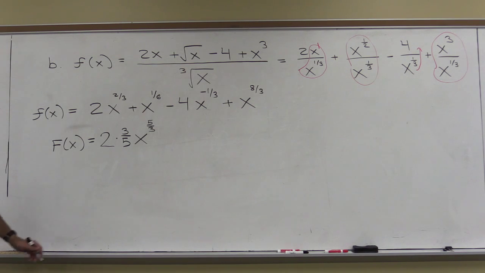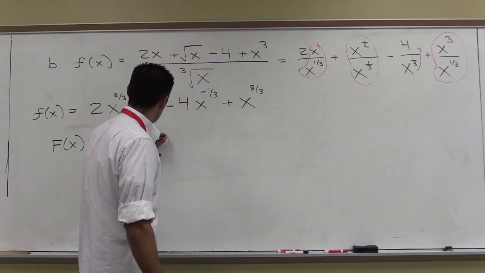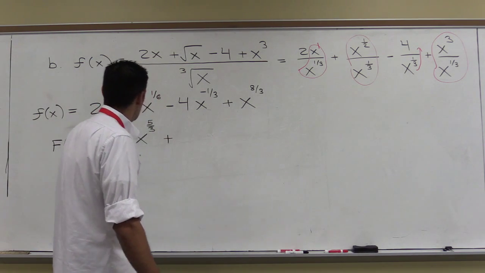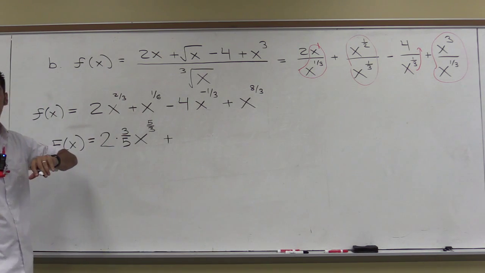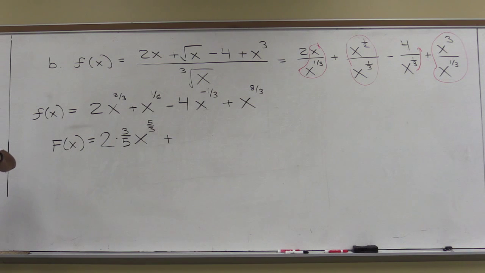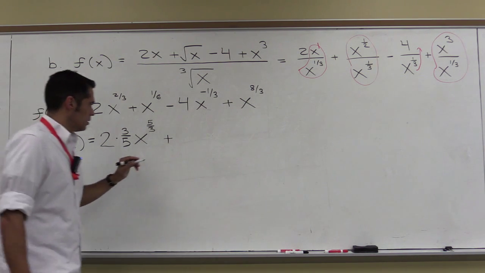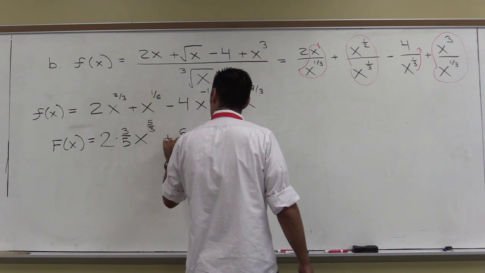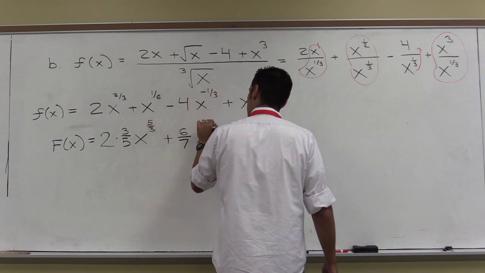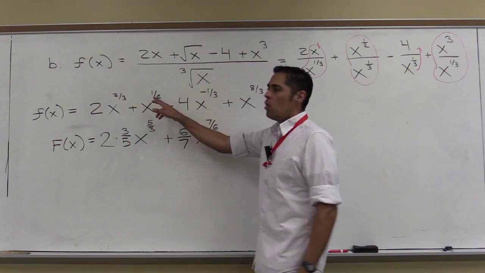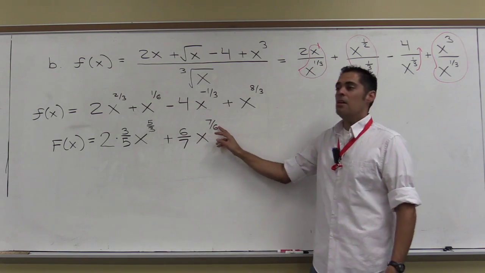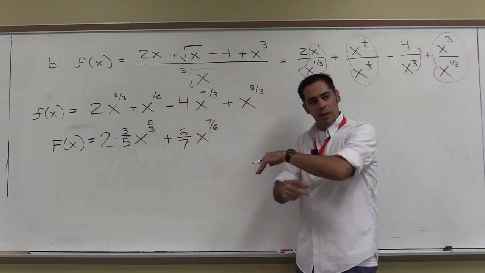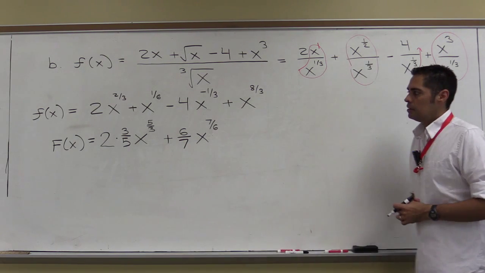Dustin, did I call on you? I haven't called on you, right, Dustin? All right, so Dustin, how do you feel about x to the 1/6? 6 over 7, x to the 7/6. Good. So if you take 1/6 and add 1, you get 7/6. 1 over 7/6 flips and becomes 6/7.